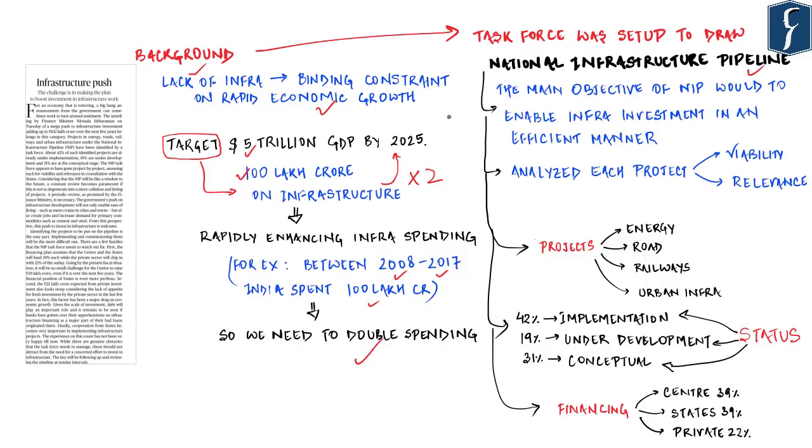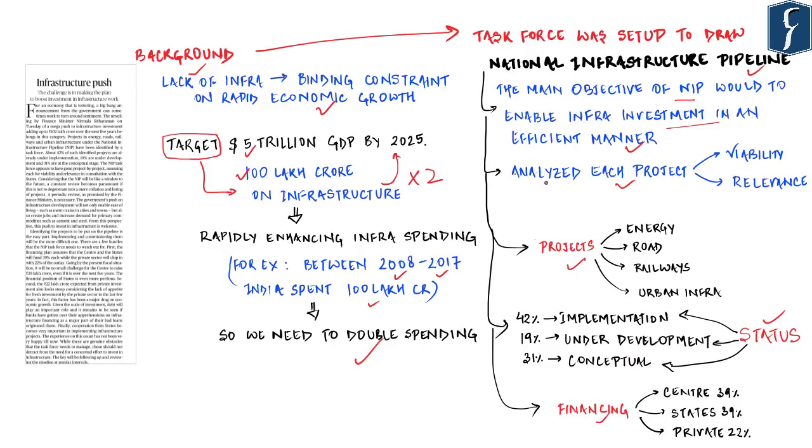So accordingly, the central government had set up a task force to draw up this plan under the chairmanship of Secretary of Department of Economic Affairs under Finance Ministry. And task force has come up with National Infrastructure Pipeline. Now, the main objective of National Infrastructure Pipeline would be to enable infra investment in an efficient manner. And the task force has come up with the reports in which they talk about the projects, the status of implementation of these projects, and the financing by the various stakeholders.